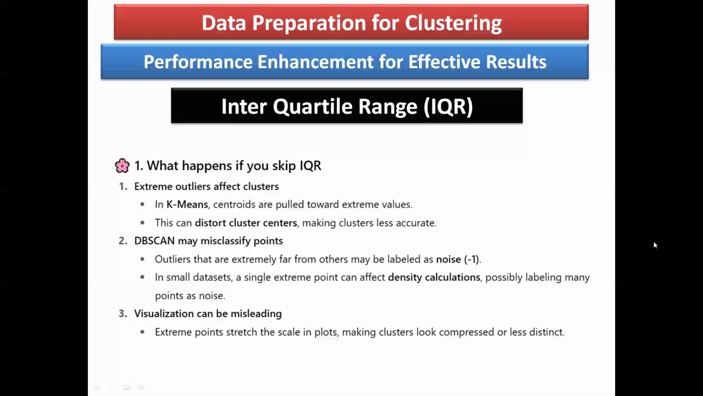So if we are able to pre-process our data effectively, then our clusters will definitely be very effective. Which particular techniques do we use for data pre-processing in clustering? This is the major technique, interquartile range, to find out whether the data is suitable or not.